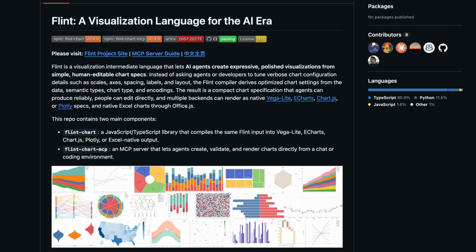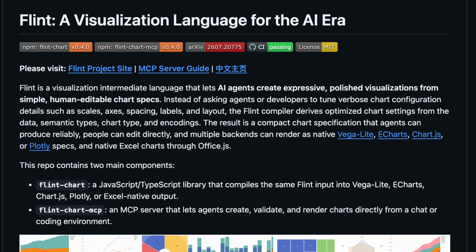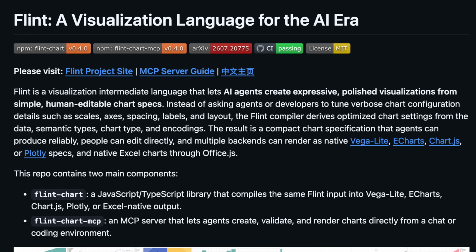It's not a model problem, it's a language problem. This is Flint. And it fixes a pattern you're about to see everywhere in AI tooling. So stick around, even if you've never charted anything, because this might just change how models and languages work together.